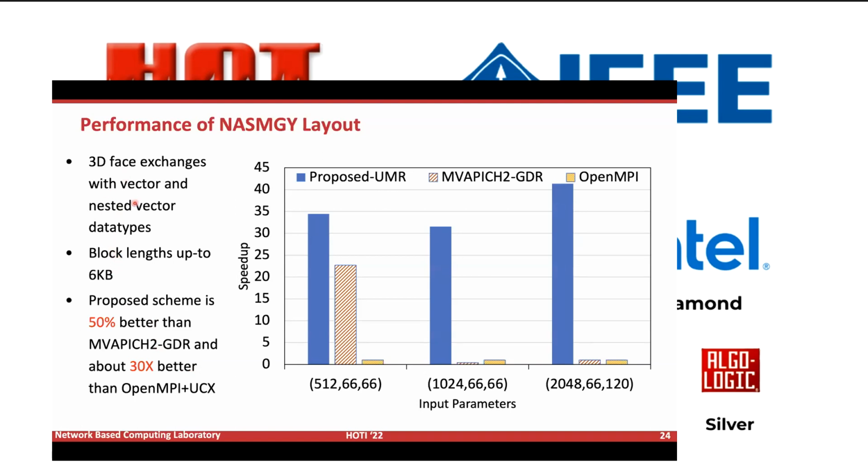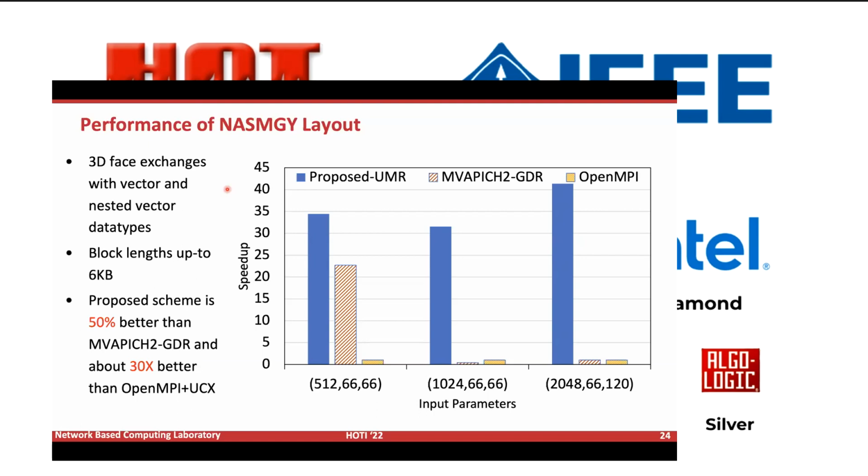performance. In this kernel, it does 3D face exchanges again with nested vector data types. These are the 3 inputs that we tried, and the block lengths for these inputs go up to 6 kilobytes. Here again, we see that the proposed scheme, the UMR scheme, is able to perform 50% better than the GDR and 30x better than OpenMPI plus UCX. The main reason why we see improvement here is that for these kinds of layouts, it is beneficial for us not to pack, and also the UMR caching helped us to overcome the overheads of UMR.